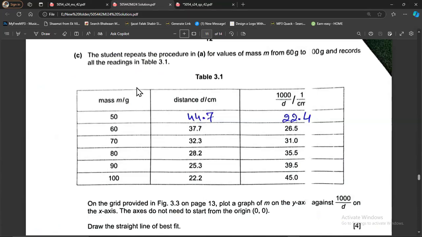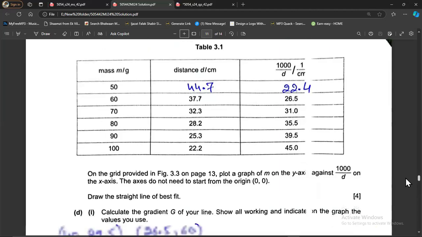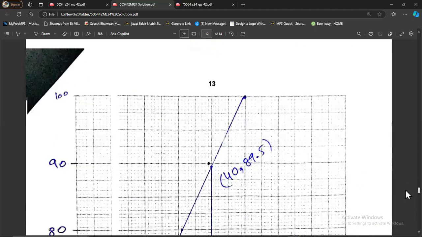Plot the graph of M, the mass, on the y-axis and 1000 by D on the x-axis. In the x-axis, the values are going from 22.4 to 45.0. And on the y-axis, the readings are going from 50 gram to 100 gram. So I have to plot these points, and then I have to draw a line of best fit.